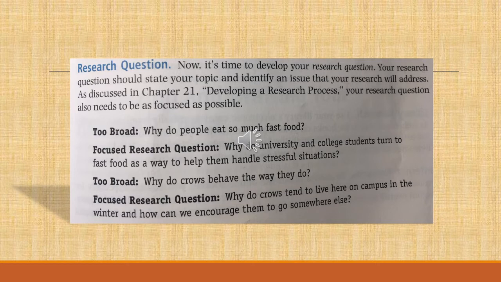Never mind, this is a separate book, chapter 22, developing a research process. Your research question also needs to be as focused as possible, as specific as possible, so you can differentiate yourself from the general topic at hand. So too broad of a research question: why do people eat so much fast food? It's too broad. The scope is too large. We haven't narrowed it down to a specific angle at that point.